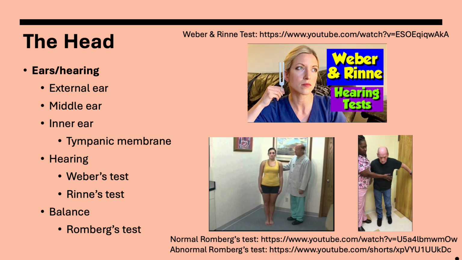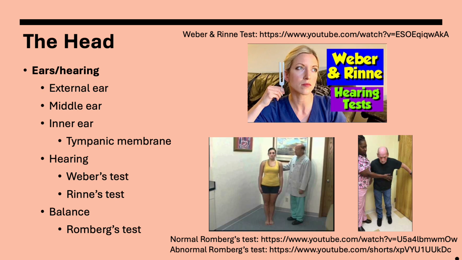The Weber's test is basically placing a vibrating tuning fork on the center of the client's head. The client should be able to sense the vibration equally in both ears. You want to record a positive Weber's test if the vibration is louder in one ear. As for the Rhine's test, if the Weber's test is positive, you will need to perform the Rhine's test to assess the type of hearing problem.